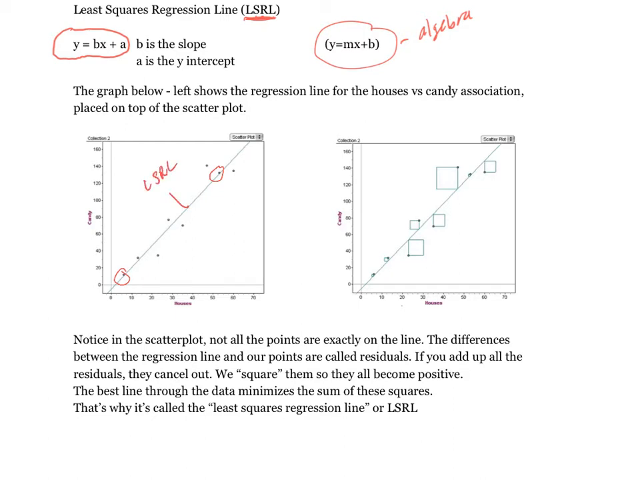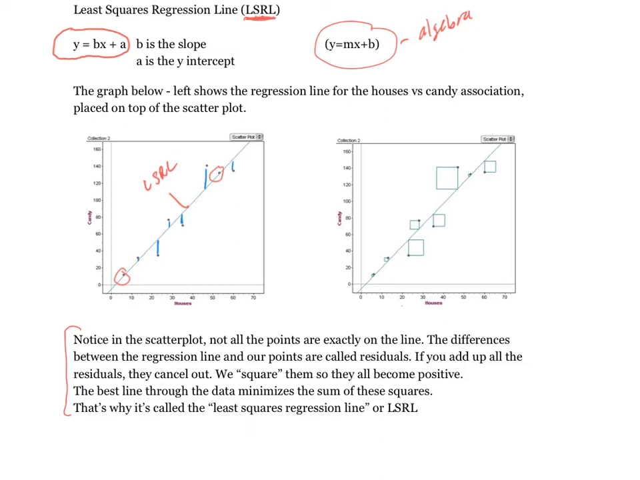Now, notice in the scatter plot, not all the points are exactly on the line, okay? The differences between the regression line and our points are called residuals. And if you added up all the residuals, they would cancel out. And what I mean by a residual is this: the distance from a point to the least squares regression line, okay? You can think of them as kind of like error statements, like how far off was the real data from our regression line.